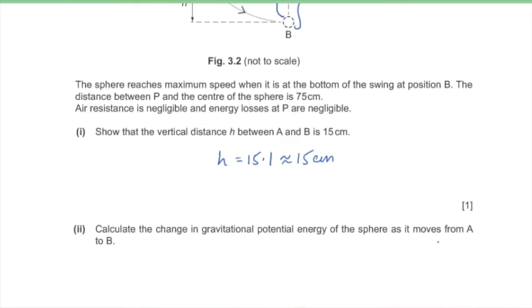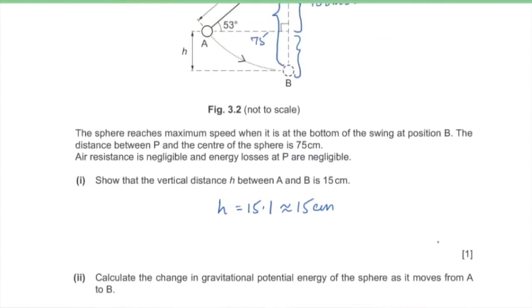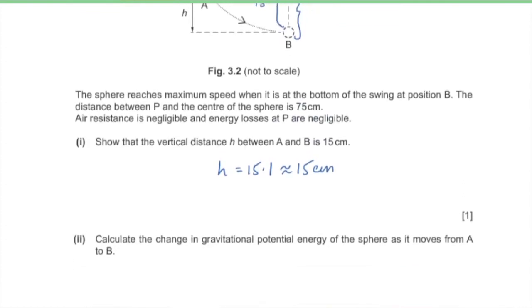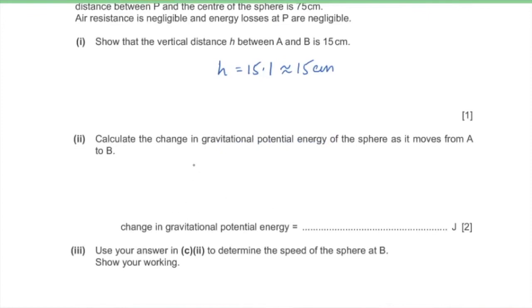A to B. So the change in height is 15.1 centimeters. So the loss in gravitational potential energy is equal to m g h, where m g for the sphere, which is the weight of the sphere, is 2.4, times the difference in the height, 15.1 divided by 100, so that changes to meters, and the change in gravitational potential energy is 0.36 joules.